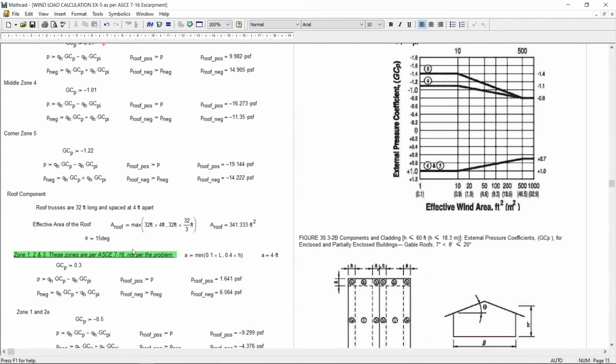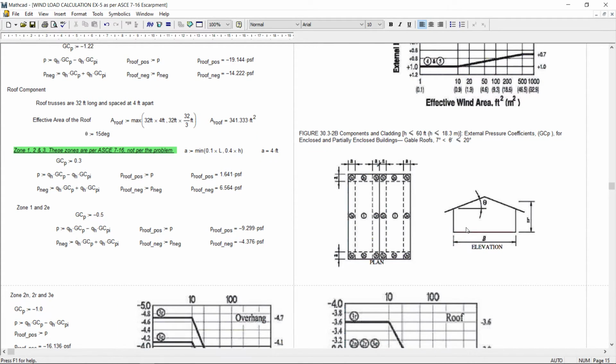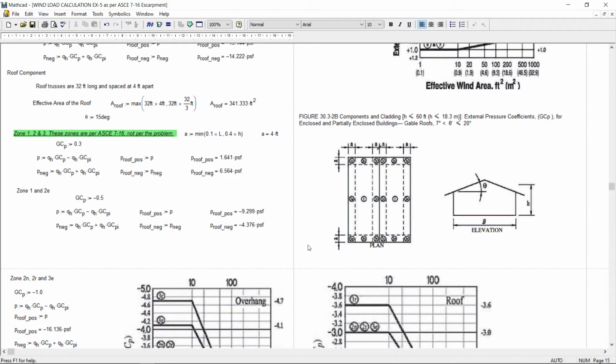Now for the roof component, we have to consider the figure given in 30.3-2B, and this is the figure which is applicable for our case, and these are the graphs which we have followed. For the roof pressure, the roof trusses are 32 feet long and spaced at 4 feet. So that means the effective area of the roof will be the maximum of 32 into 4 or 32 into 32 by 3. So the roof area comes out to be 341.33 feet squared when the angle is 15 degrees.